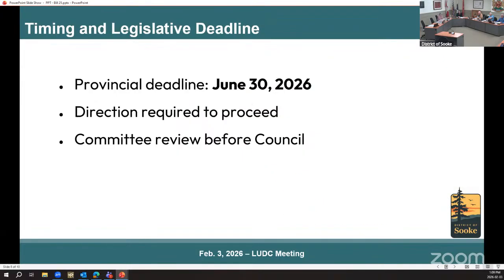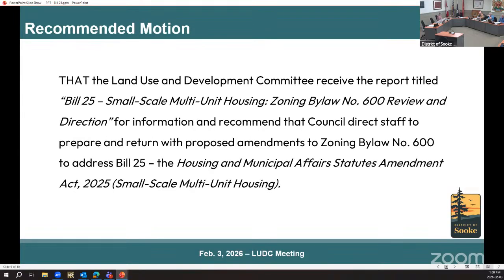Under provincial legislation, amendments are required to address Bill 25 by June 30th of this year. Subject to direction of council, staff would prepare amendments and return to the committee prior to being advanced to council for consideration. I have the recommended motion here before the committee to receive this report for information and recommend that council direct staff to prepare and return with proposed amendments to the zoning bylaw to address Bill 25. That concludes my presentation, and staff are available for questions.